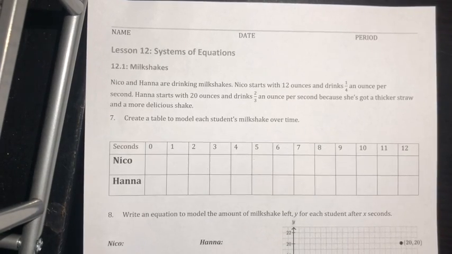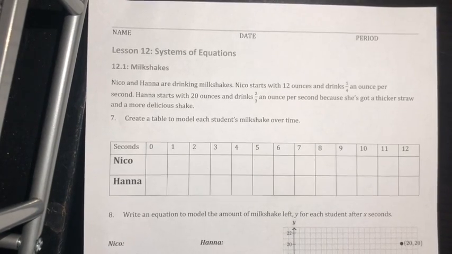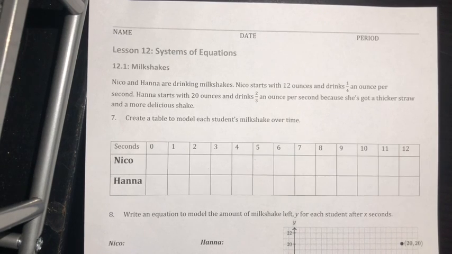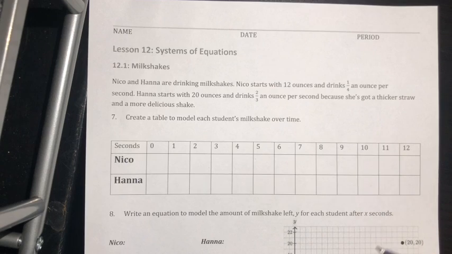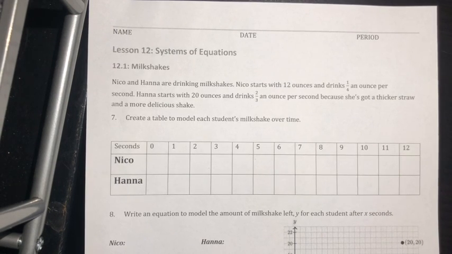So Nico and Hannah are drinking milkshakes. Nico starts with 12 ounces and drinks 1/4 ounce per second. Hannah starts with 20 ounces and drinks 2/3 ounce per second because she's got a bigger straw. Probably the large drinks get a better straw. Or it's a more delicious shake. So create a table to model each student's milkshake over time.